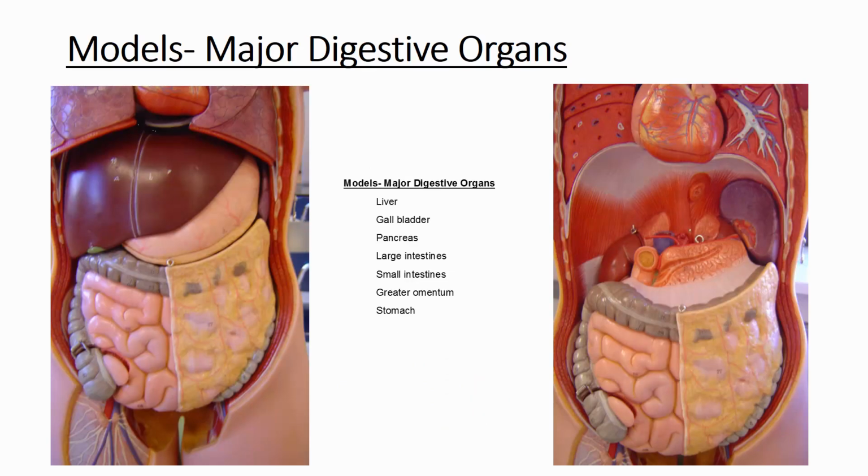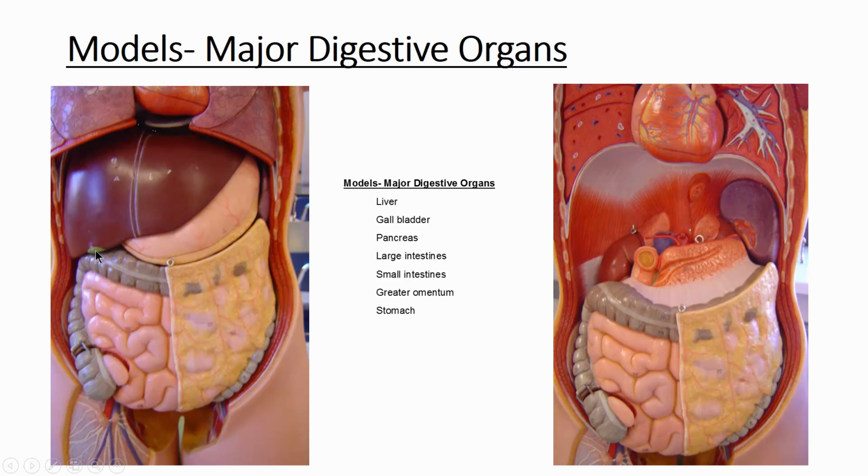Starting with the major digestive organs, you're looking at the torso, the abdomen, especially the one on the right, which has had the liver and the stomach removed so you can actually see the spleen and also the pancreas. But the liver is in the upper right quadrant of the abdomen, and takes up most of that space directly beneath the diaphragm, the rib cage and the lungs.